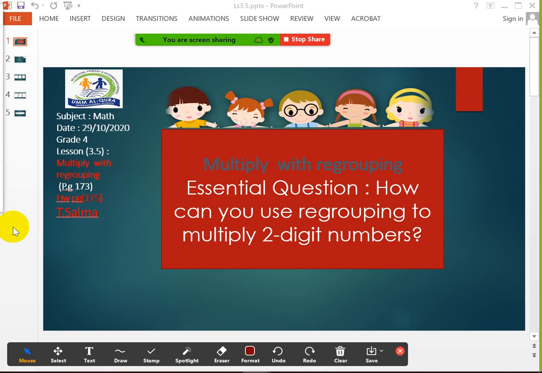So today, girls, we will talk about regrouping, and you remember we talked about regrouping when we multiplied the number with one-digit number. So today we will continue with the same idea. How can you use regrouping to multiply two-digit numbers?